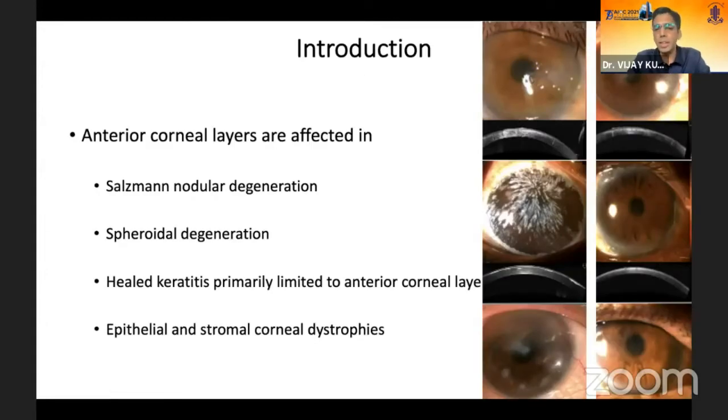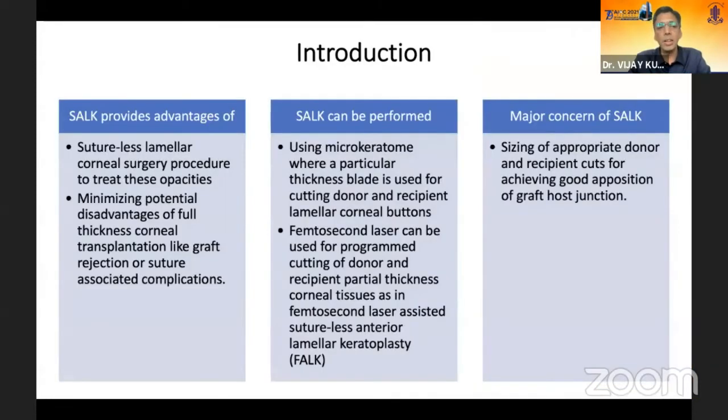The anterior corneal layers are affected in many diseases like Salzmann nodular degeneration, spheroidal degeneration, Heel keratitis, which is primarily limited to anterior corneal layers, and epithelial and stromal corneal dystrophies. SALK provides the advantage of a sutureless lamellar keratoplasty procedure to treat these opacities. Traditionally, SALK has been done using a microkeratome or a femtosecond laser-assisted surgery, which has traditionally been described with a side cut angle of 90 degrees.